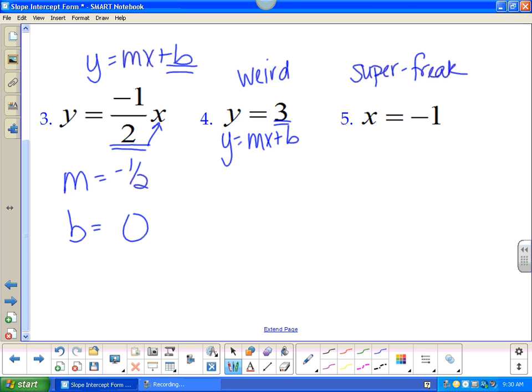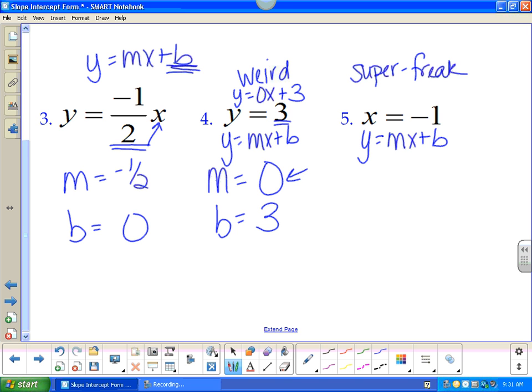So for number 4, remember your slope-intercept form is y equals mx plus b. So this 3 is not your slope because he does not have an x. That 3 is your b. He is your constant, your y-intercept. Your slope for this problem is 0 because you could write this as y equals 0x plus 3. And if you remember from when we talked about slope, when you have a slope of 0, it's just a horizontal line.